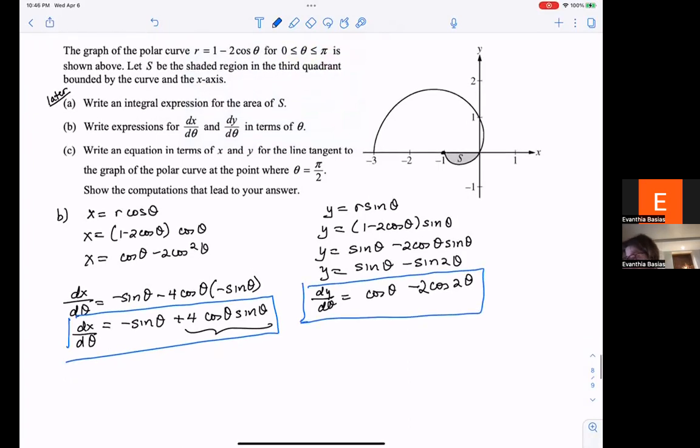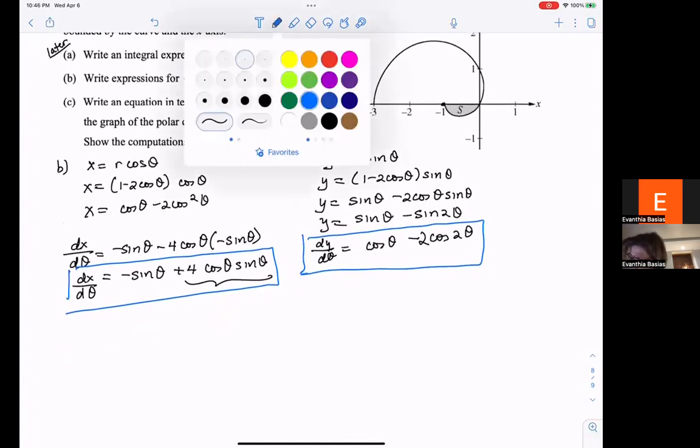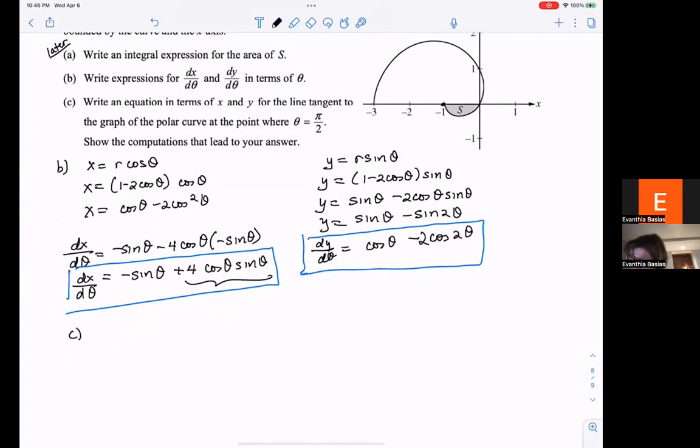But we're going to probably use this in the other part. So let's look at part C. In part C, they say, write an equation in terms of x and y for the line tangent to the graph of the polar curve at the point when theta is pi over 2. So again, dy/dx at theta equals pi over 2 is equal to dy/d theta at theta equals pi over 2 divided by dx/d theta when theta equals pi over 2.